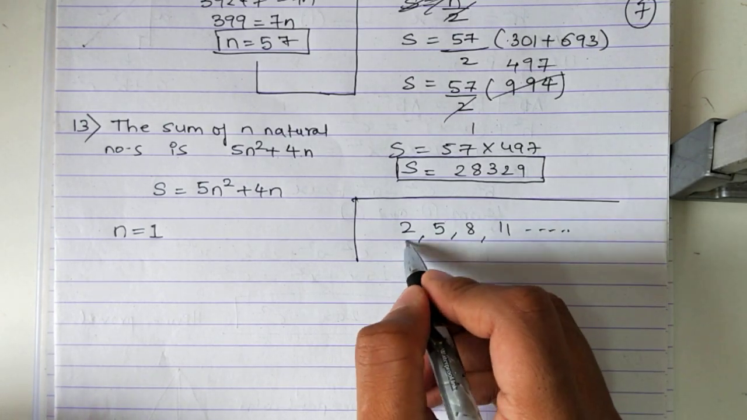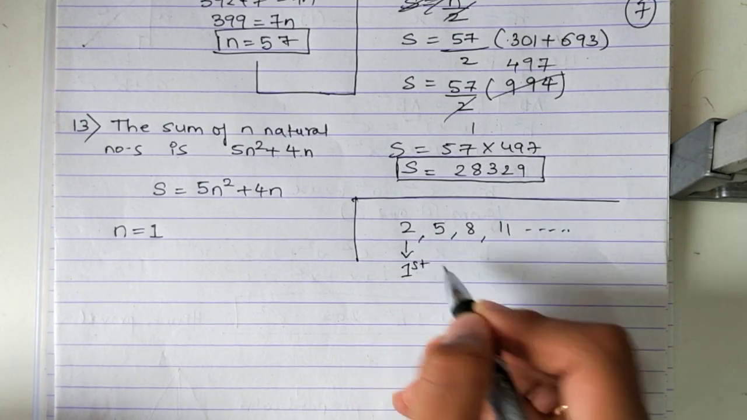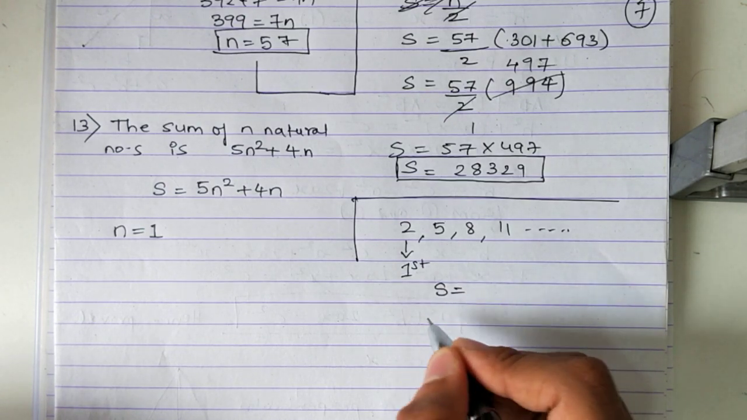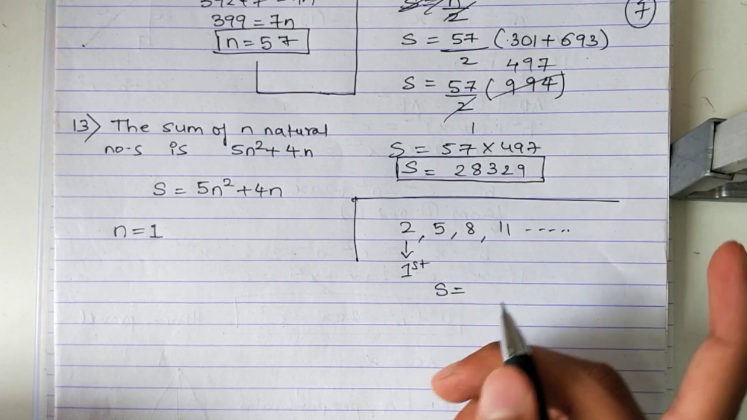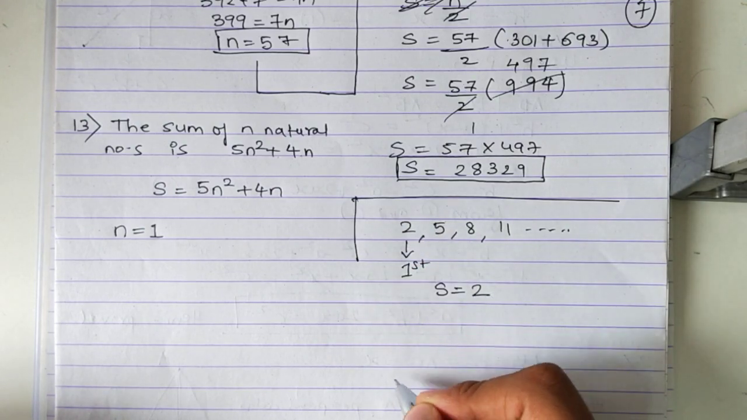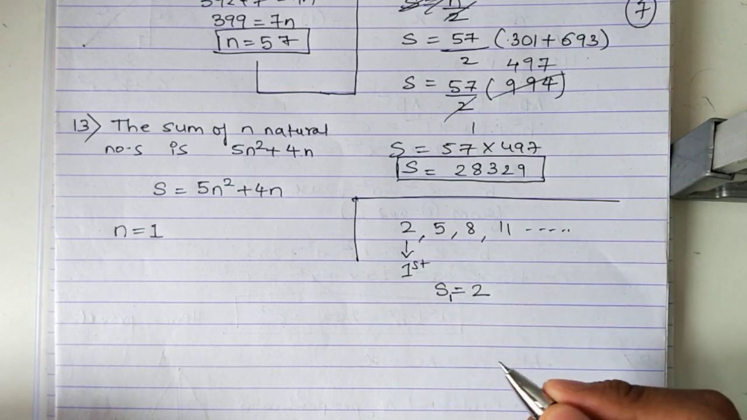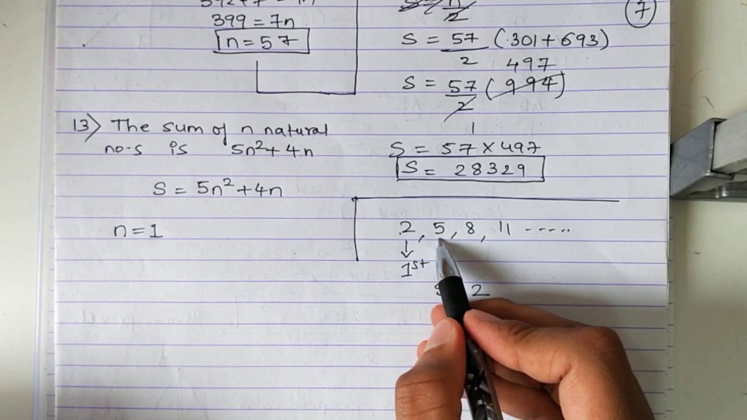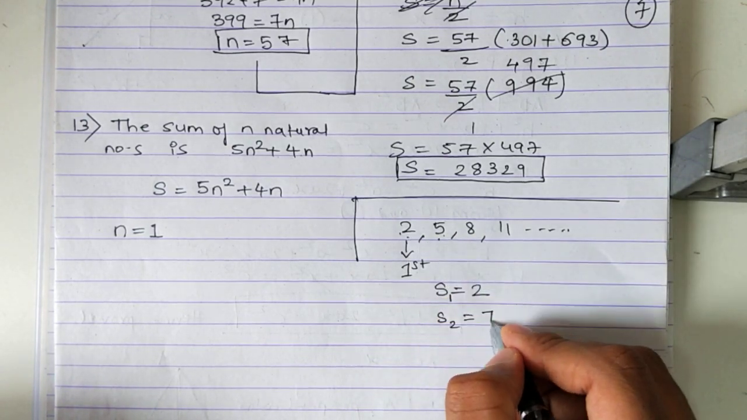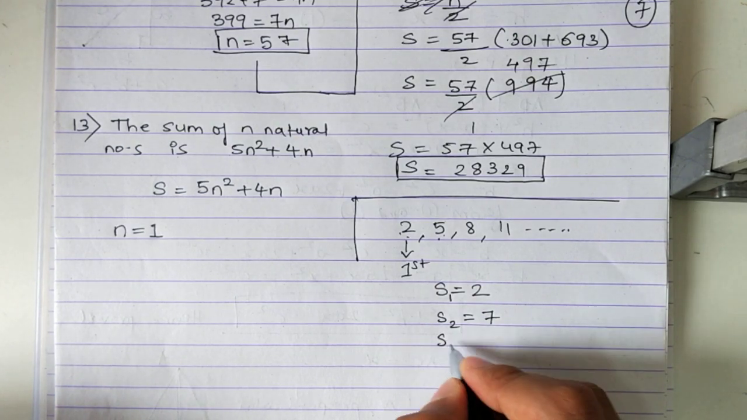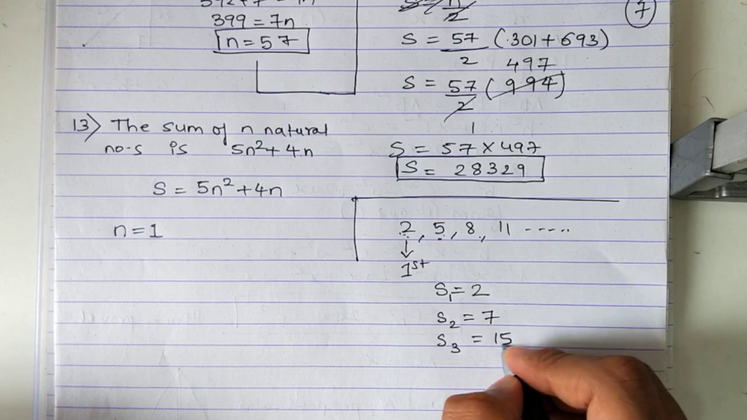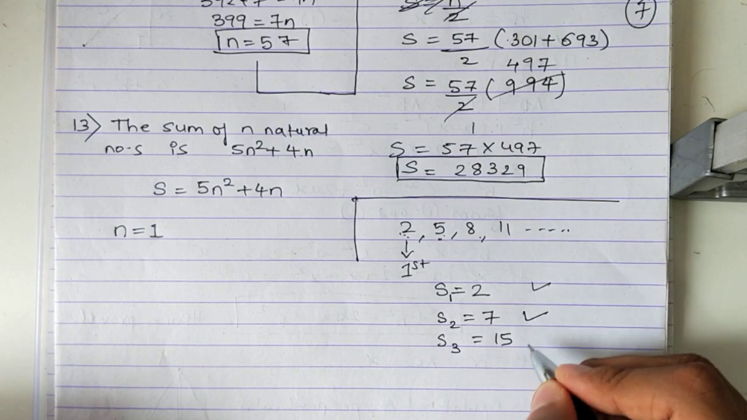Correct. So in this, this is the first term, which is 2. Correct. If I ask you to find the sum of one term, only the first term will come, that is 2. Sum of two terms means we will add the first and second terms, 2 + 5 gives 7. Sum of three terms means 2 + 5 = 7, 7 + 8 = 15. This is the sum. Correct.